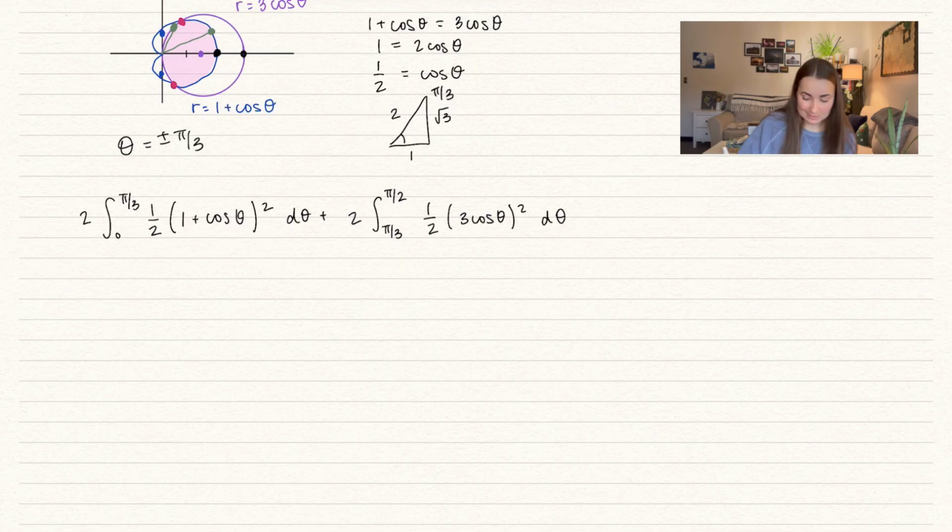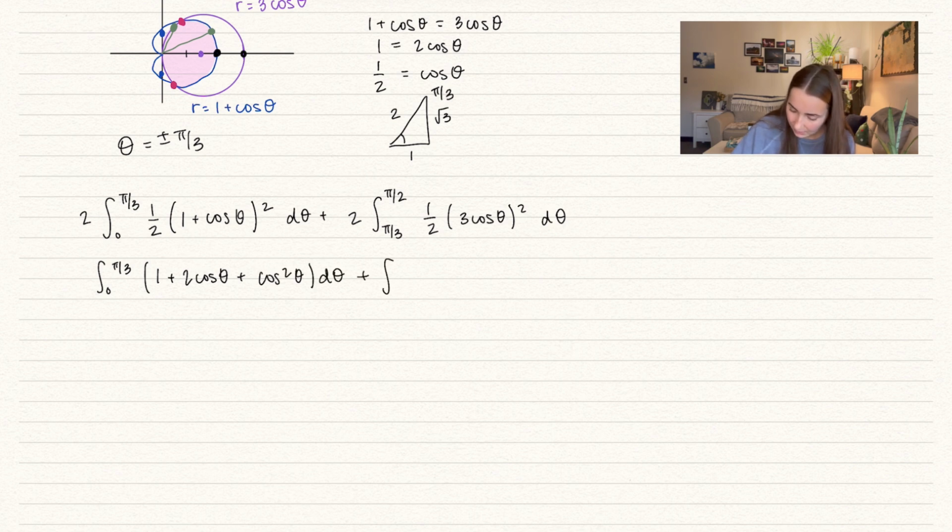Now we got to do some simplification, right? So those 2's and the 1/2 cancel. So here we have 0 to pi over 3, and then we're going to square this: 1 plus 2 cosine theta plus cosine squared theta, d theta, plus, and now that's going to be the integral between pi over 3 and pi over 2. That's going to be 9 cosine squared theta, d theta.